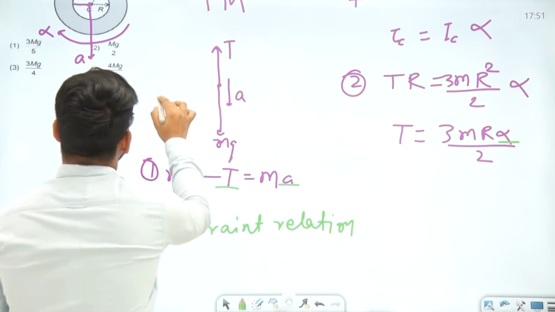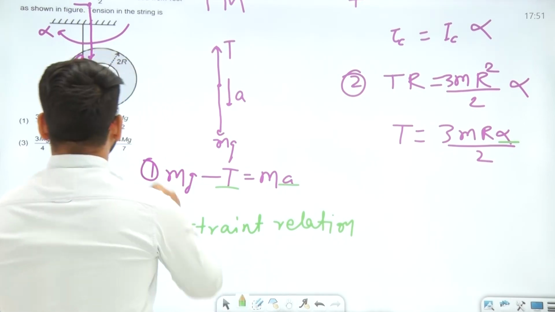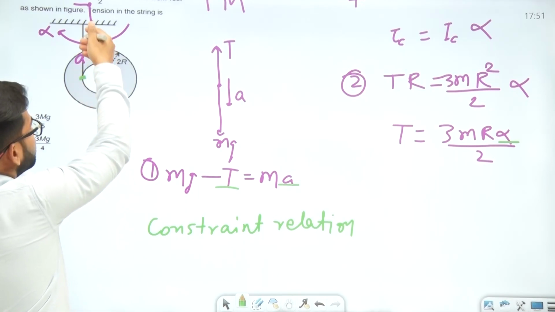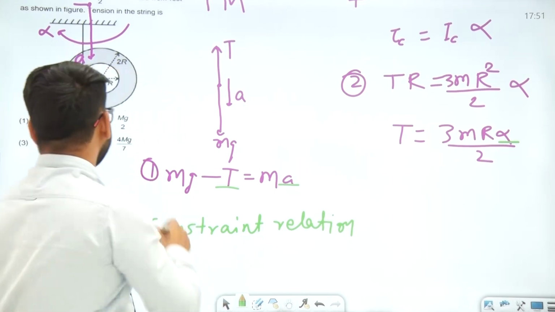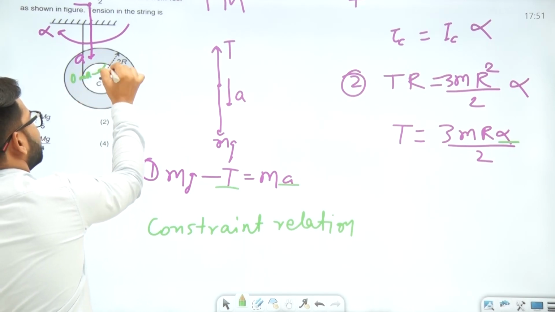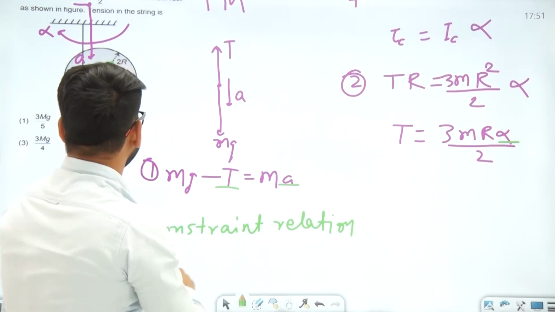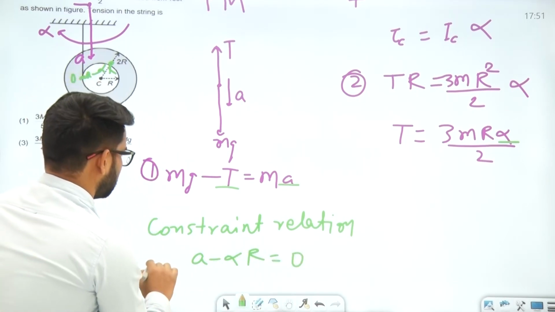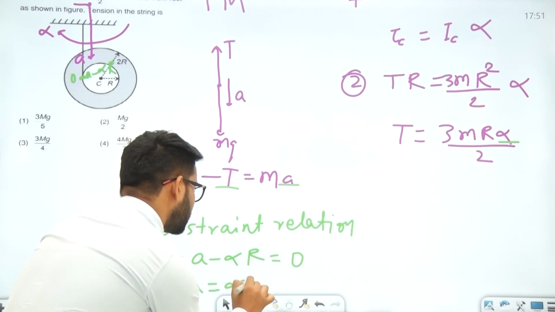Now look at the spool. If we are going for this point, a point on this spool here and a bottom point of this string. String is inextensible, right? So its acceleration will be 0, and here spool has acceleration a minus alpha r, right? So we can write a minus alpha r equals 0. This is the third equation, right? So we got constraint relation a equals alpha r.